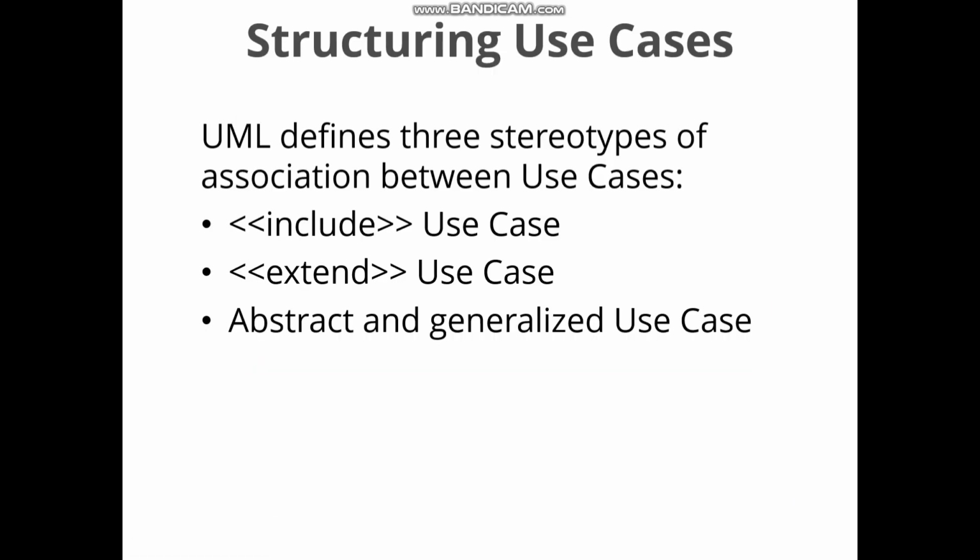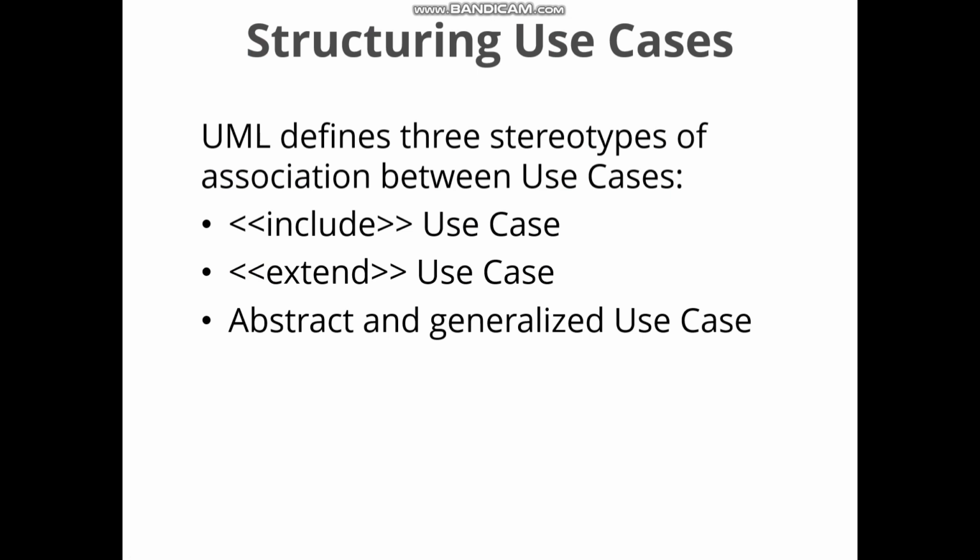Now we'll understand structuring use cases. UML defines three stereotypes of association between use cases. First is the include use case. The time to use an include relationship is after you have completed the first cut description of your main use case. You can now look at these use cases and identify common sequences of user-system interaction.